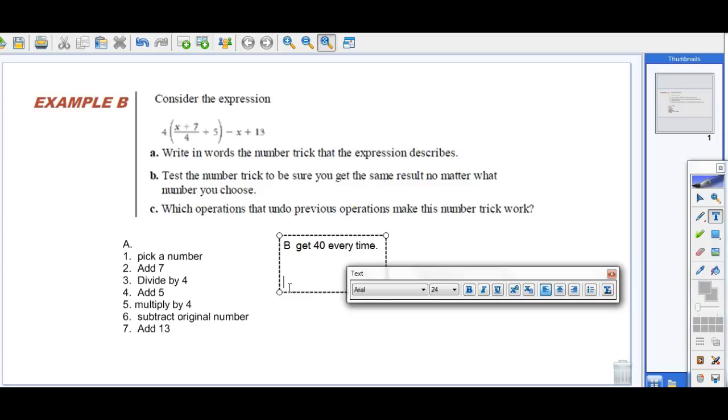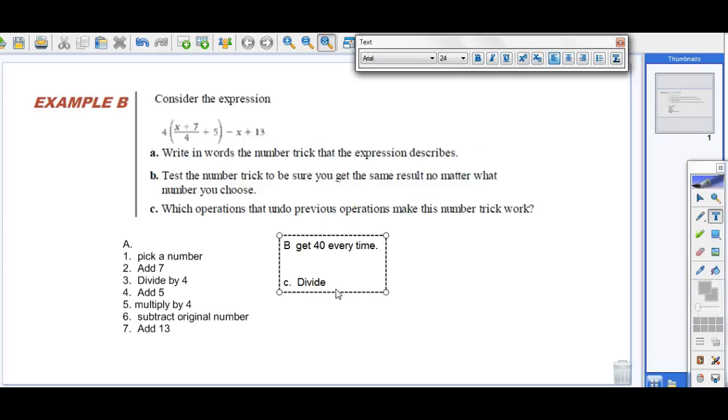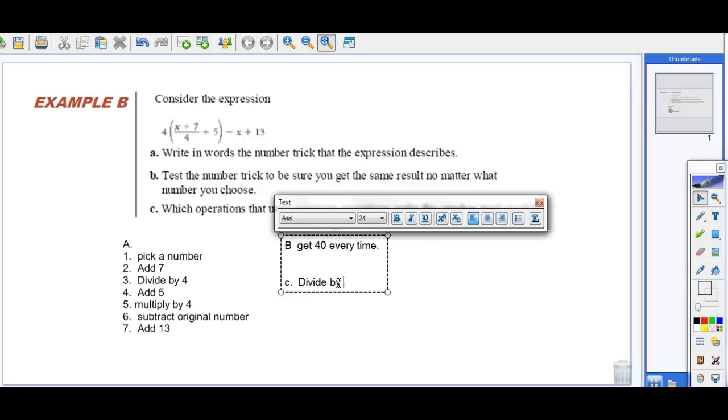Alright, now let's do part C. And it says, which operations that undo previous operations make this number trick work? Well, first, I know that I'm dividing by 4. So we have divide, let's see if I can spell this right. Divide, let's move this around too so you can actually see it. Divide, there we go, by 4, and multiply by 4 undo each other. Right? What else undoes each other? Well, I have a number, and I subtract that original number, right?